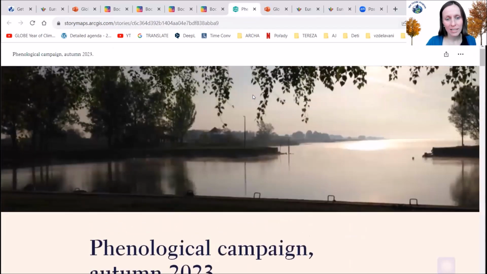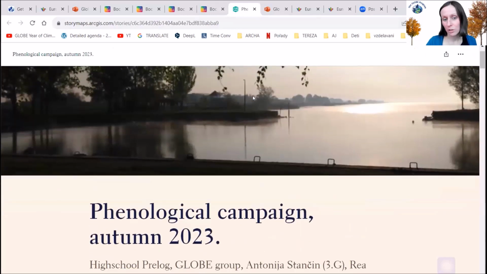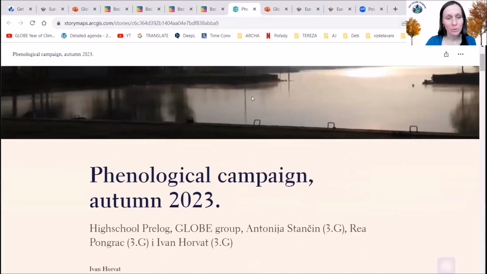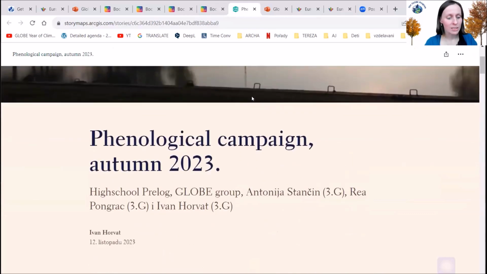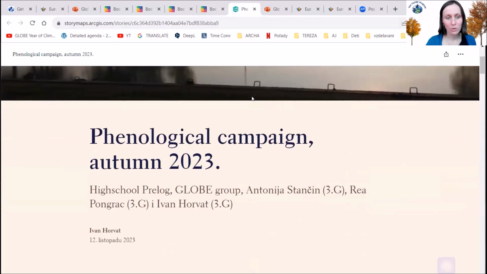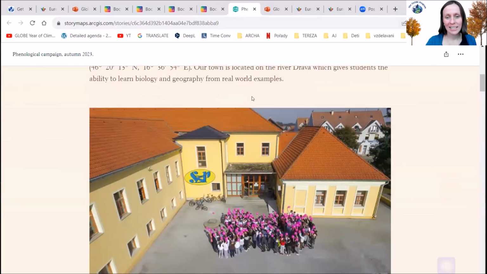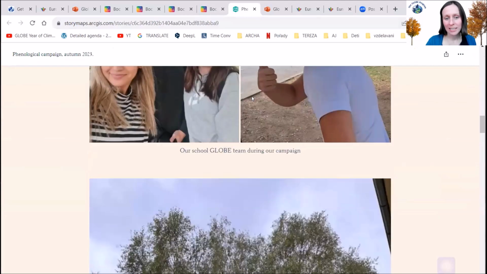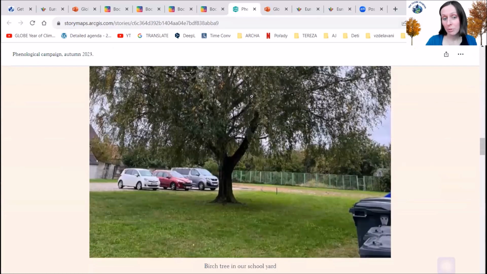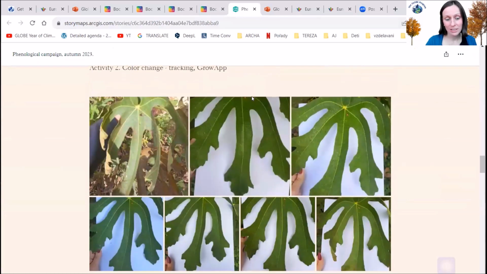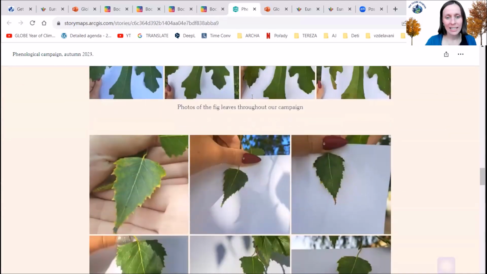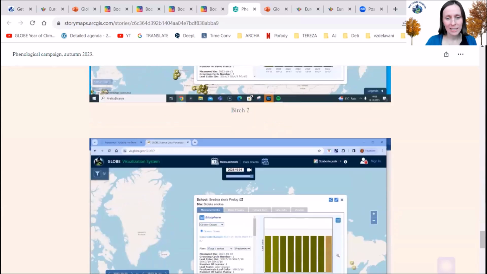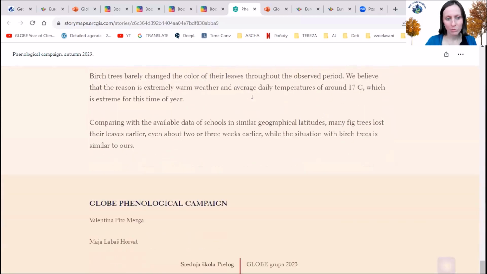Another type of material that you can use to share your data, your findings, is a story map. So this story map was sent to us by high school Prelog in Croatia. And again, it describes the observations, the way they created the hypothesis and worked with the hypothesis during their observations, and how they also compared data to other schools. So another type of inspiration.